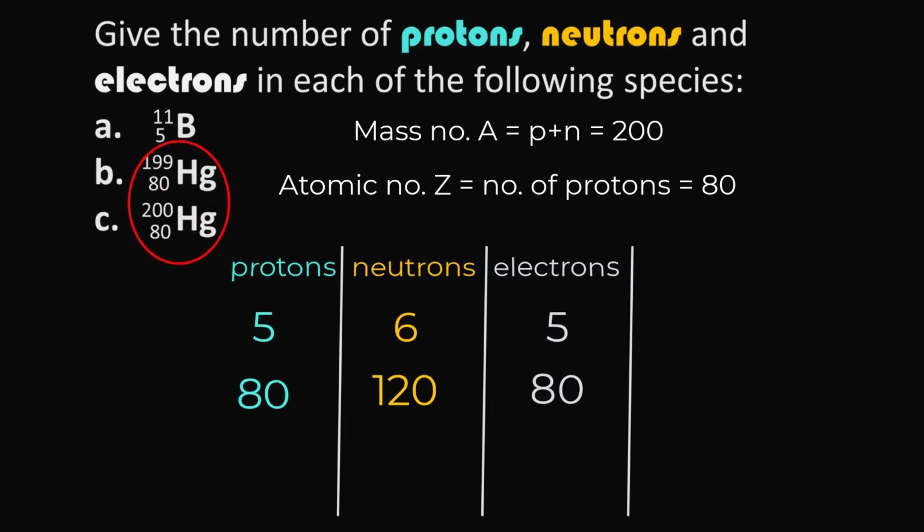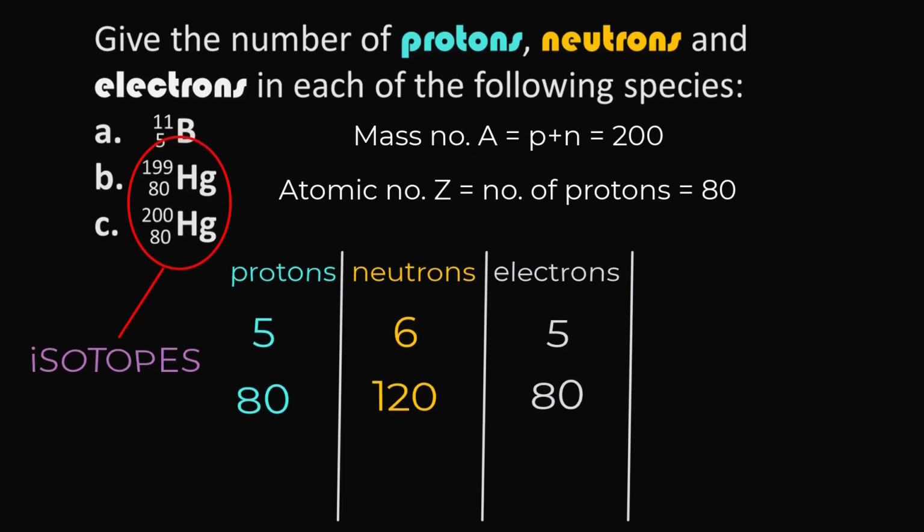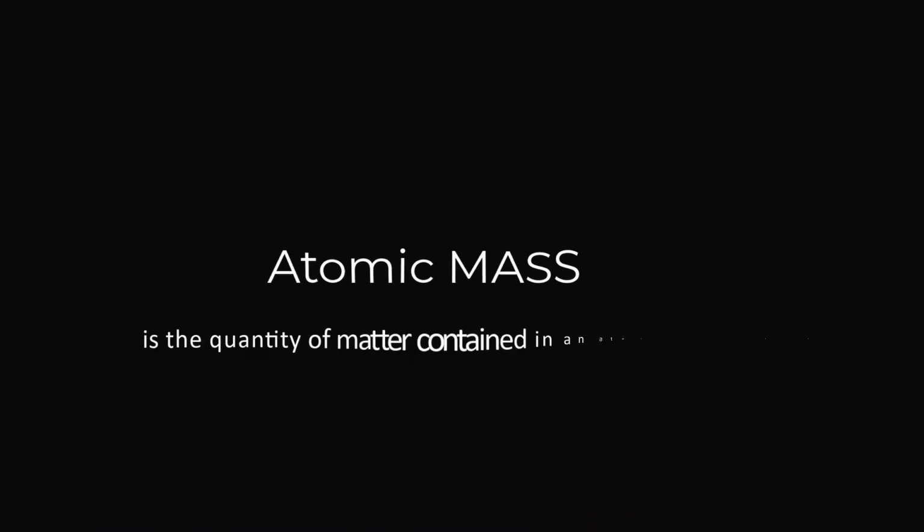Did you observe something between both mercury atoms? Take a close look. You will see they both have the same atomic number but different mass numbers. What did we call such atoms? Yeah, isotopes. Like I told you earlier, we will visit the concept of atomic mass in full. So here we are. The atomic mass is the quantity of matter contained in an atom of an element.